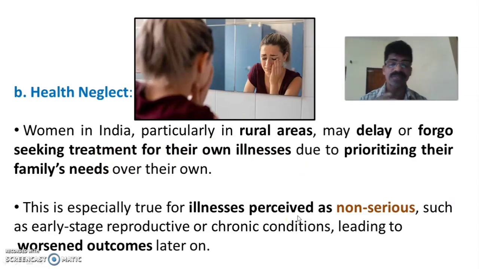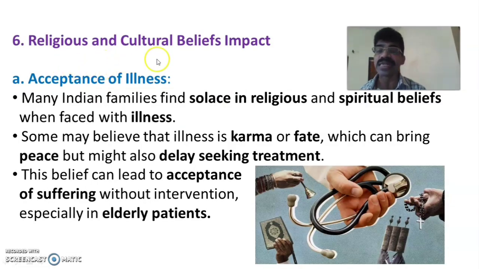Usually, women perceive all their illness as a non-serious illness. But the point is, an early-stage reproductive or chronic condition may lead to a worsened outcome later on. Sometimes it may lead to complications in the later part. Only then may she give importance to her physical condition or health-related issues. So one of the important impacts on women is that she will neglect her own health because of taking care of her family members.